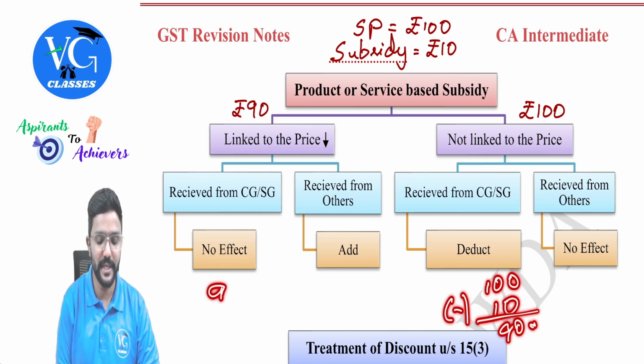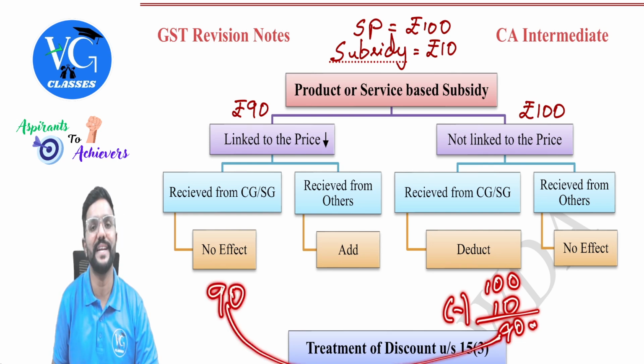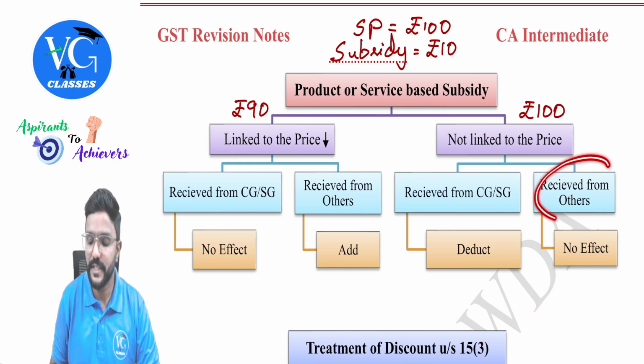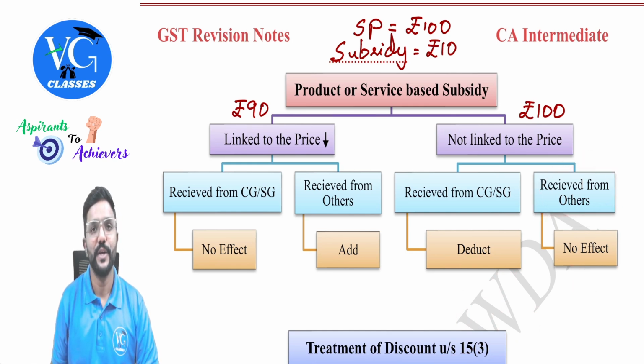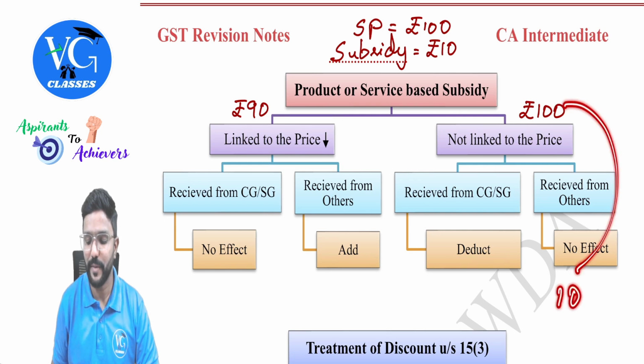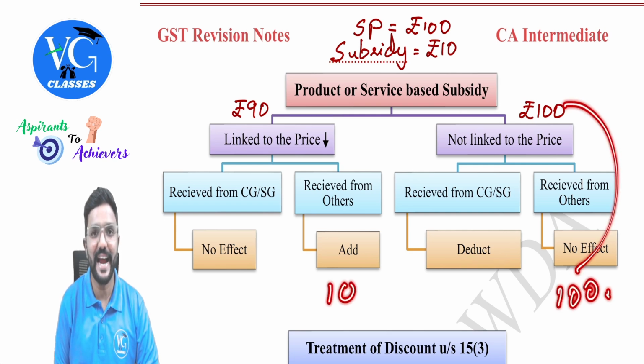90. As it is. Here also it was 90, no? Yes. Here also you will get 90. Sir, what if it is received from others? You need not do anything. You need not do anything means what would be the value of supply? 100. Same 100 we had here, no?